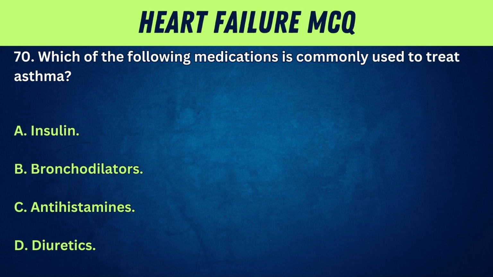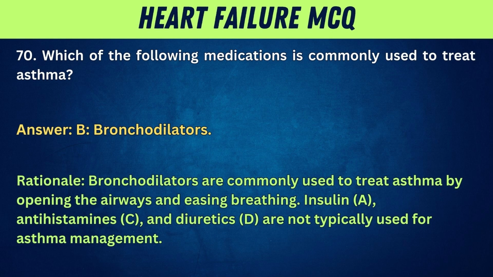A, insulin. B, bronchodilators. C, antihistamines. D, diuretics. Answer: B, bronchodilators. Rationale: bronchodilators are commonly used to treat asthma by opening the airways and easing breathing. Insulin, A, antihistamines, C, and diuretics, D, are not typically used for asthma management.